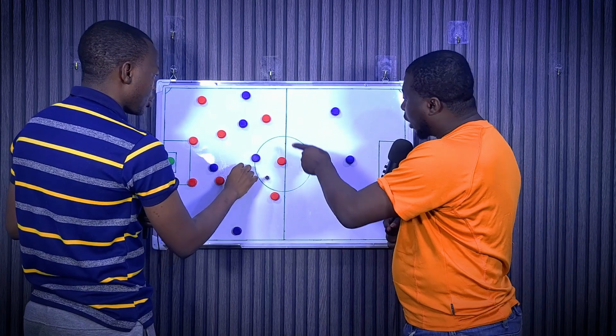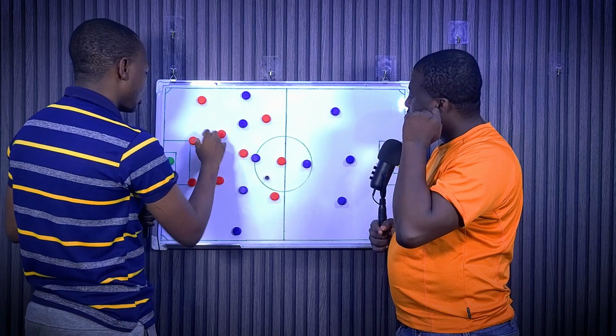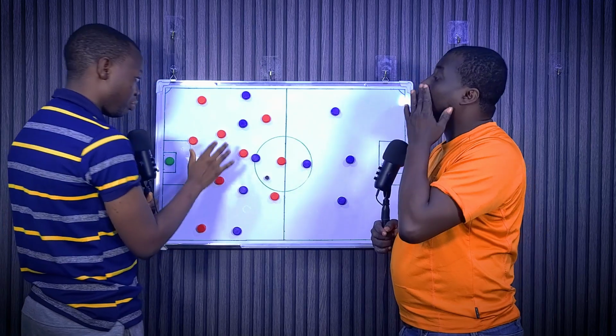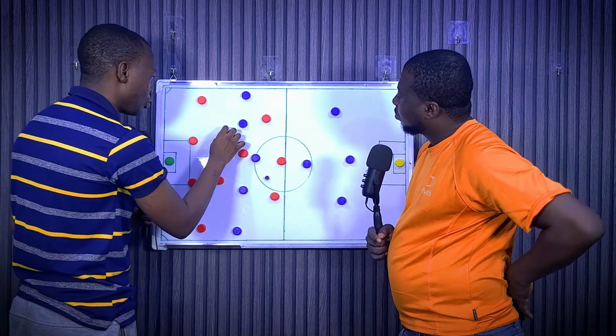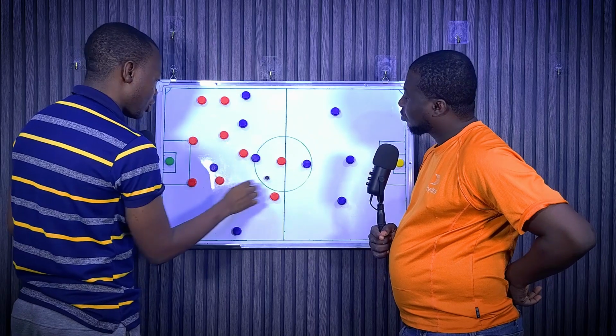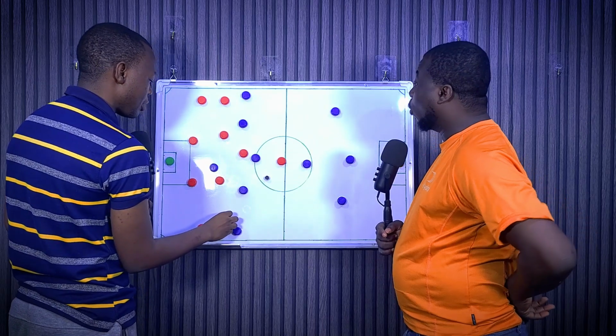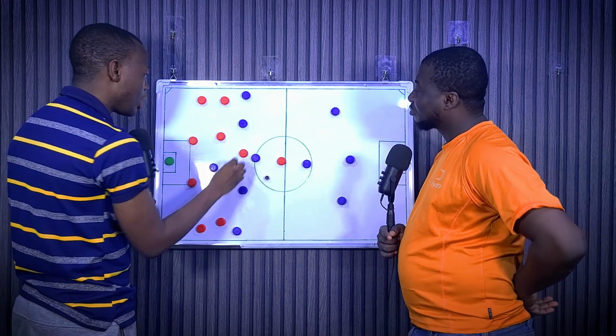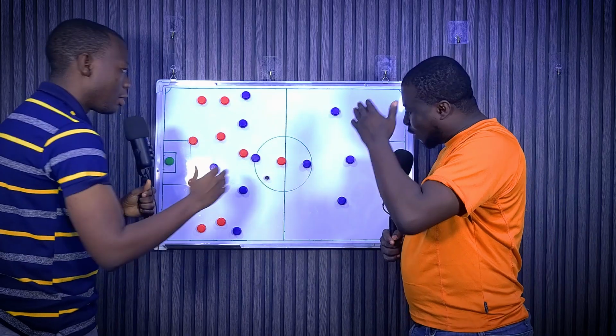We have Eze and Watkins. Crystal Palace is a different kind of situation. People need to understand what Crystal Palace actually do. Crystal Palace is a team that plays on the low block most of the time, or they play on a mid block most of the time. It's either low block or mid block.